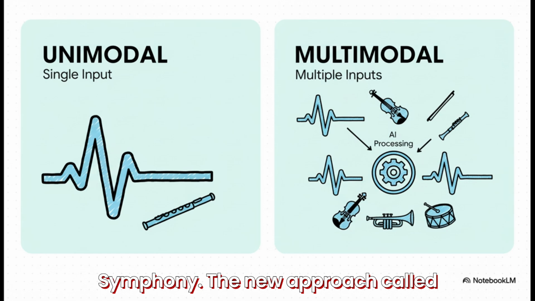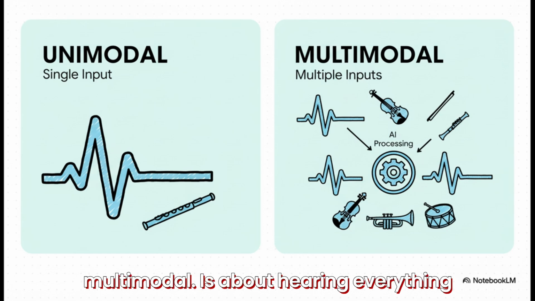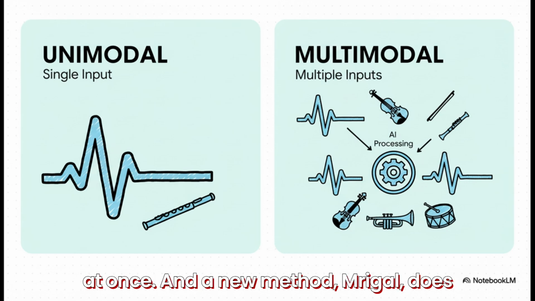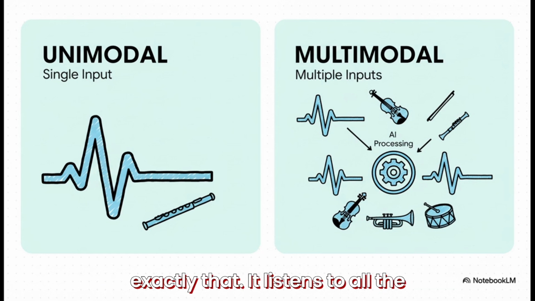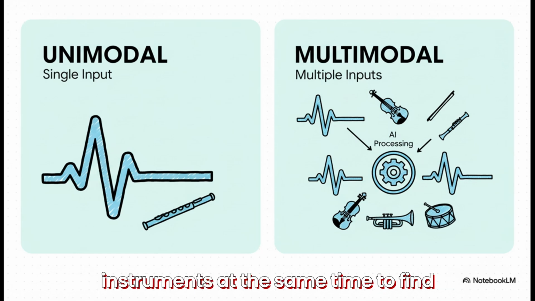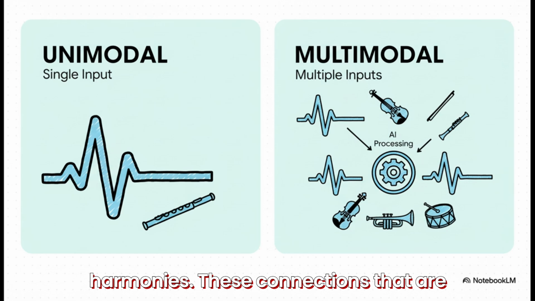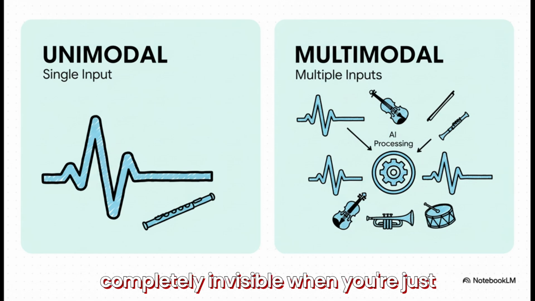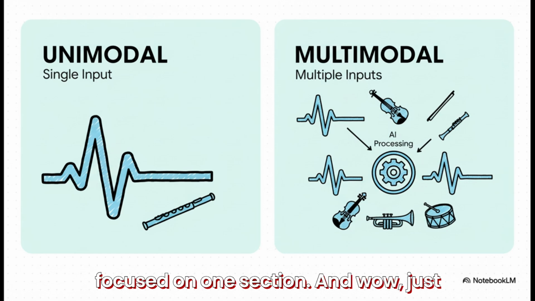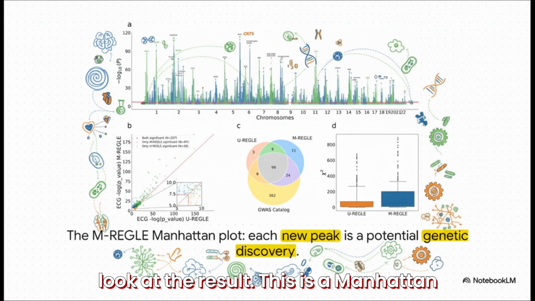The new approach, called multimodal, is about hearing everything at once. And a new method, MRGLE, does exactly that. It listens to all the instruments at the same time to find harmonies, these connections that are completely invisible when you're just focused on one section. And wow, just look at the result.